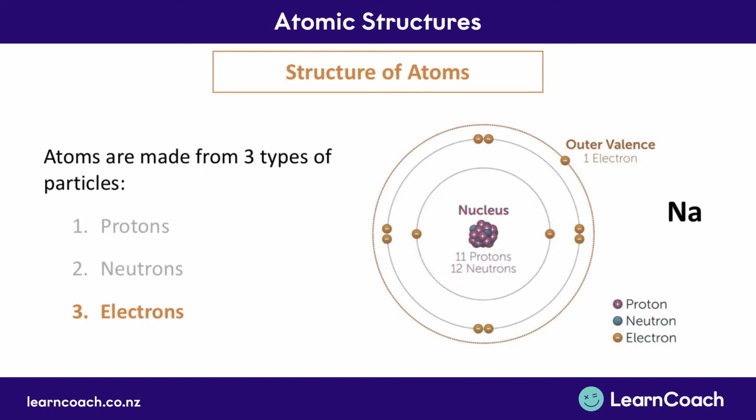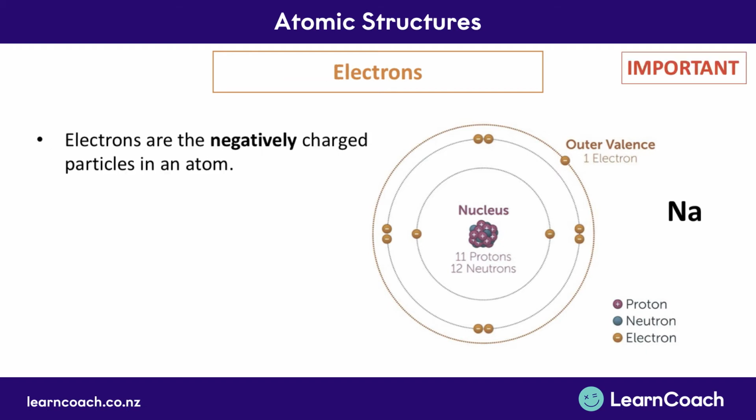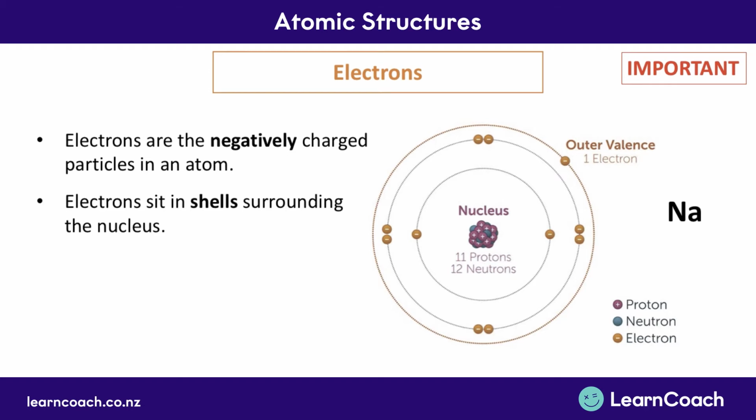Finally, let's have a closer look at the electrons, the last type of particle that exists within an atom. So electrons are the negatively charged particles within an atom. And as you can see, these electrons sit in the shells or the ring-like structures that surround that central nucleus. So they're not in the same place as the protons and the neutrons. They sit outside the nucleus in these ring-like structures that we call shells.